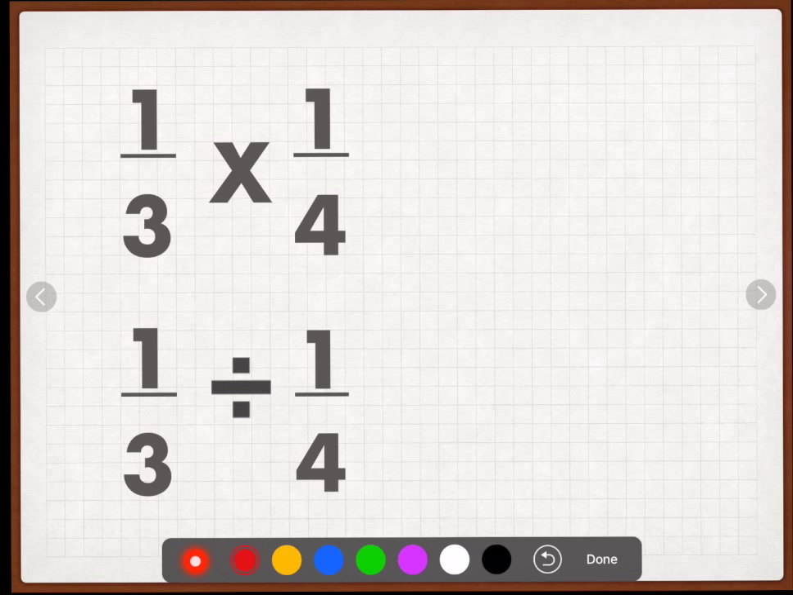Pagdating sa multiplication, wala kang kailangan gawin. Basta pareho sila fraction, go ka na. Okay? And all you have to do is to multiply dun sa katapat. 1 times 1, 3 times 4.